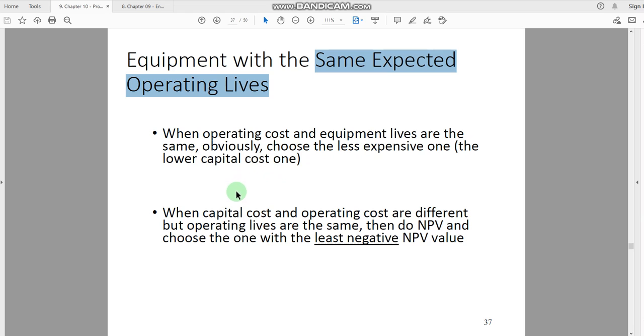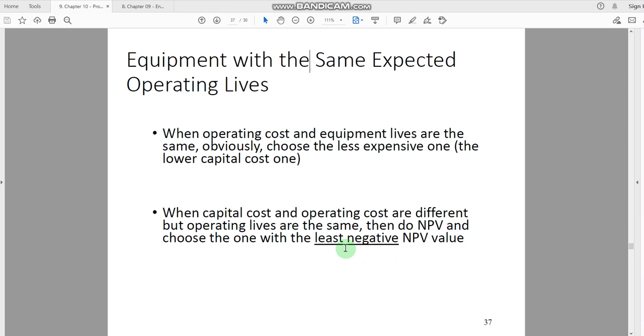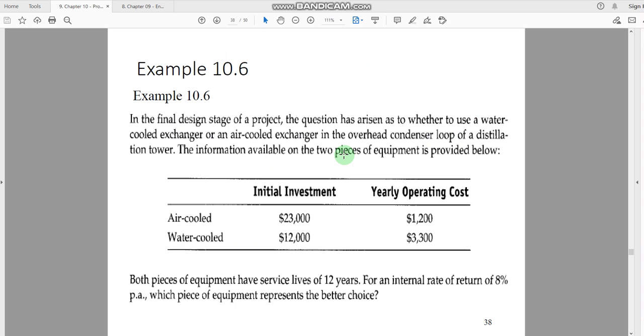When capital cost and operating costs are different, but operating lives are the same, then what do we have to do? We have to do the net present value analysis, and we have to choose the alternative that offers the least negative net present value or the higher net present value. Now let us see this example, and that will give you more detail about the equipment with the same expected operating life.